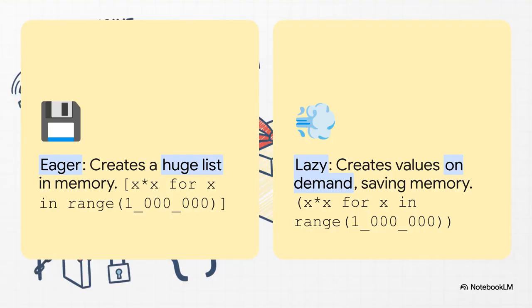And this slide, wow, this perfectly shows why that's such a game changer. On the left, with the square brackets, you're creating a massive list with a million numbers in it, all at once. That's eager evaluation, and it can eat up your memory. But look at the right. Just by switching to parentheses, you create a generator. It hasn't calculated a single thing yet. It just sits there, ready to give you the next value whenever you ask. That's lazy evaluation, and the memory savings can be absolutely enormous.